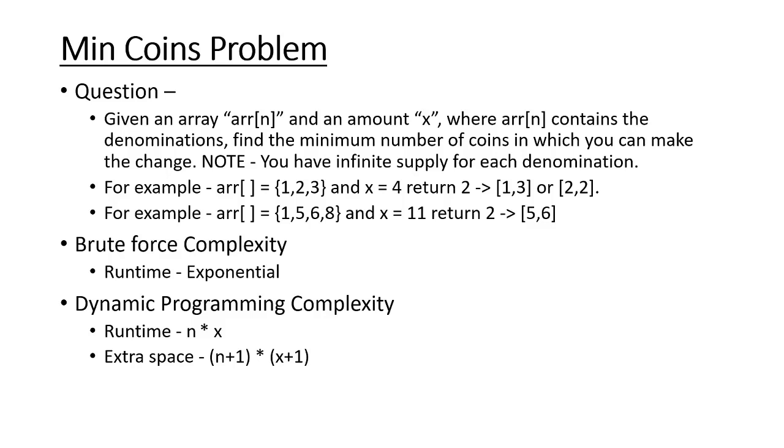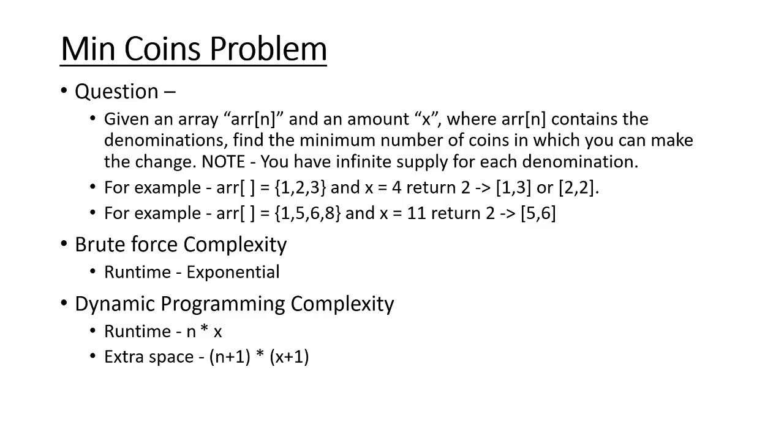Again, you have infinite supply of each and every denomination, so there is no need to worry about the supply of the denominations. Now in the first example, we are given an array of denominations 1, 2 and 3, and you need to make an amount of 4. What are the minimum number of coins with which we can make it? We can make it with 1 and 3 or 2 2's. So the minimum number of coins needed is 2.